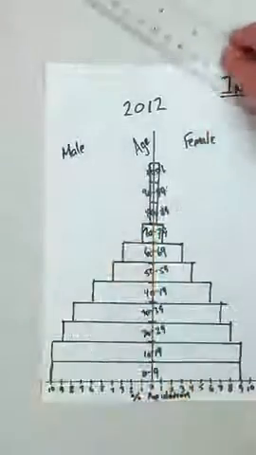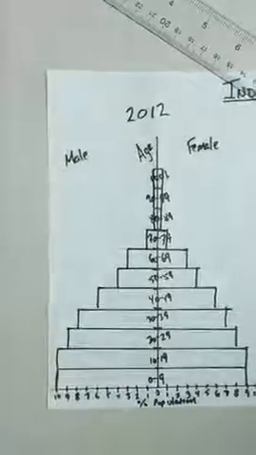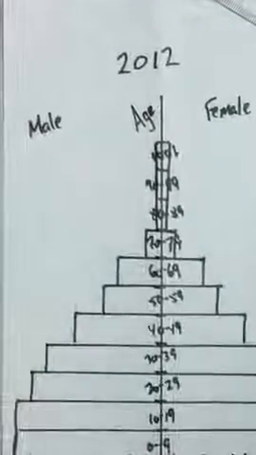And once I've connected my dots, what I've created now is a population pyramid for India for 2012. I would repeat for 2050, color it in, and that's how you do it.